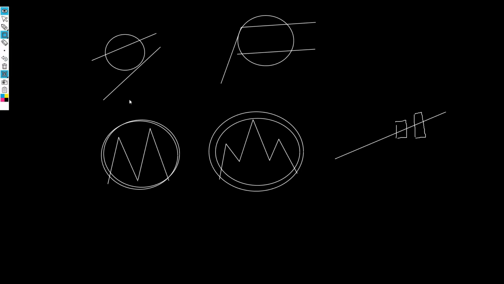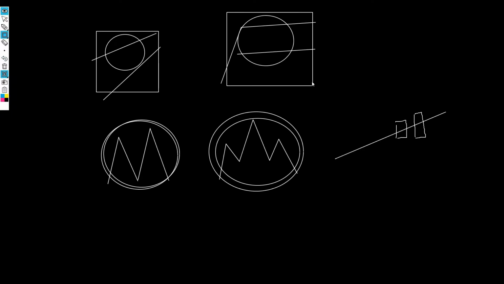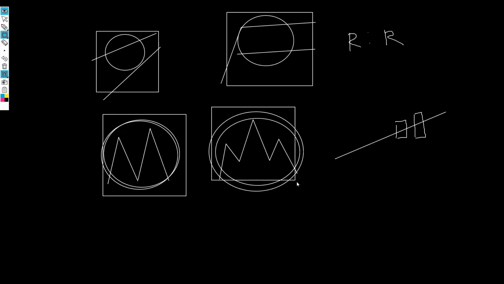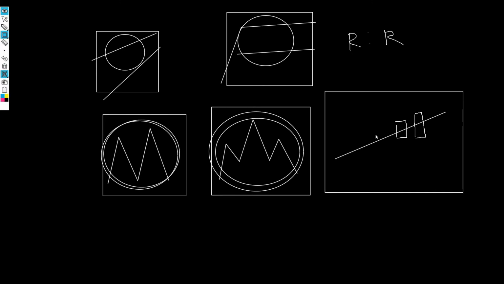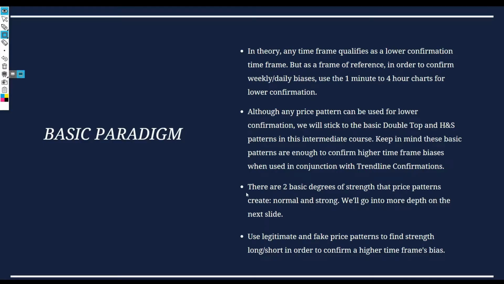However, that said, mastering other price patterns does allow the potential for better risk and reward ratios for each trade. But if it was just about confirming biases, again, the double top and bottom and the long and short H&S plus the trendline breakout confirmation is more than enough to confirm a bias. Alright, so number 3.